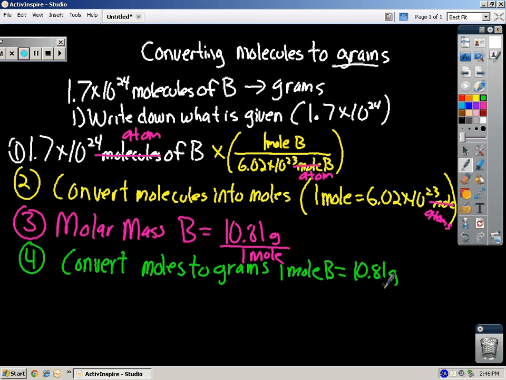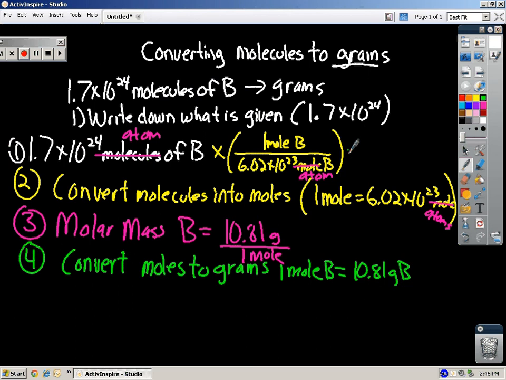For boron. Is this true for any other atom or molecule? No. But this is true for any other atom or molecule right here: the 6.02 times 10 to the 23rd is equal to 1 mole. Okay, good. So I'm going to plug that into my equation now.